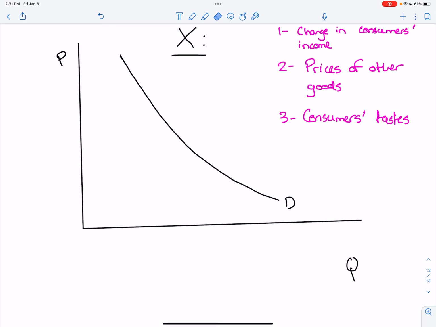Okay. Population is also relevant. All else being equal, if population goes up, you would expect there to be more people buying good X at every price. So population goes up, demand curve shifts to the right. Population goes down, demand curve shifts to the left, right? And then, of course, significant changes in weather.